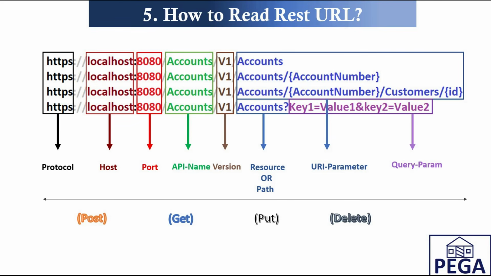So in simple terms, if you see a question mark in a URI, you know it's a query param. If you haven't seen a question mark, and it is in curly braces, that means it's a parameter in the URI. I hope you now understand how to read the URL of a REST API properly. So make sure that, based on that, you define your data model.